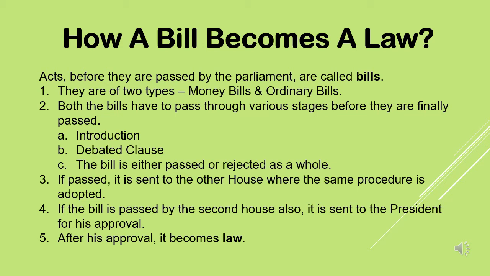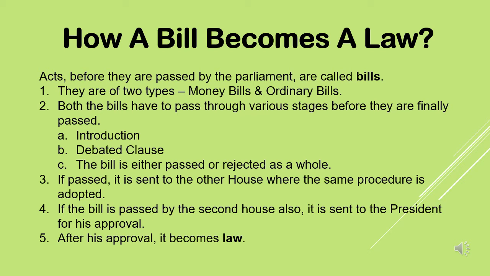Before being passed in any of the houses or both the houses, they have to go through certain stages. What are those stages? Introduction, debate clause by clause, and the bill is either passed or rejected as a whole. So these are the three stages. In the first stage, the bill is introduced. In the second, debate clause by clause means a discussion is held on that particular bill: whether any amendment is to be made, whether it is approved by everyone, and what its benefits or demerits will be. All these are debated.